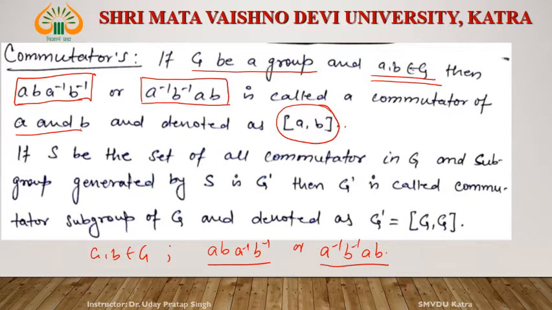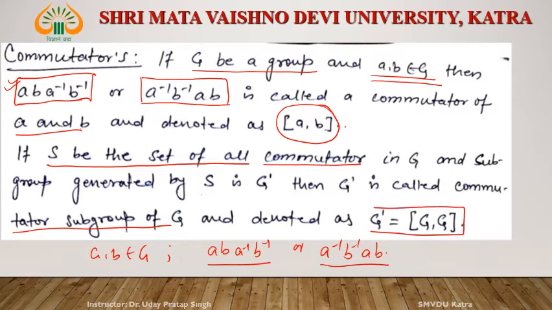Let us consider capital S. What is capital S? The set of all such type of elements. Let S be the set of all commutators in G, and the subgroup generated by S is denoted by G prime. Then G prime is known as the commutator subgroup of G, denoted by G prime equal to [G, G].